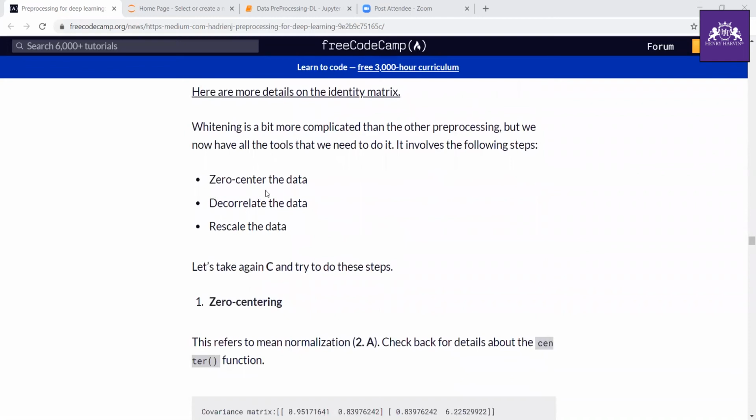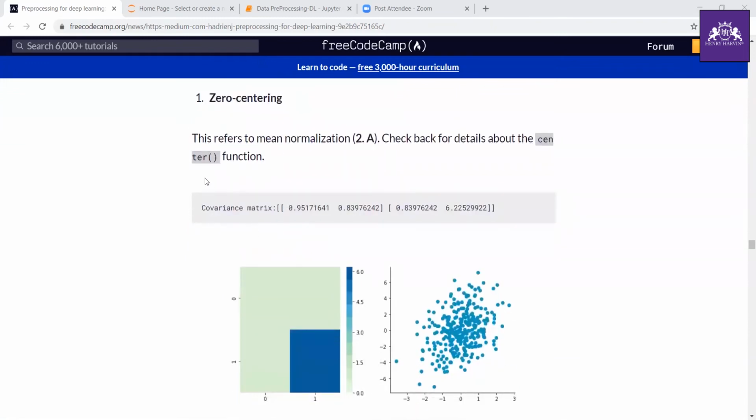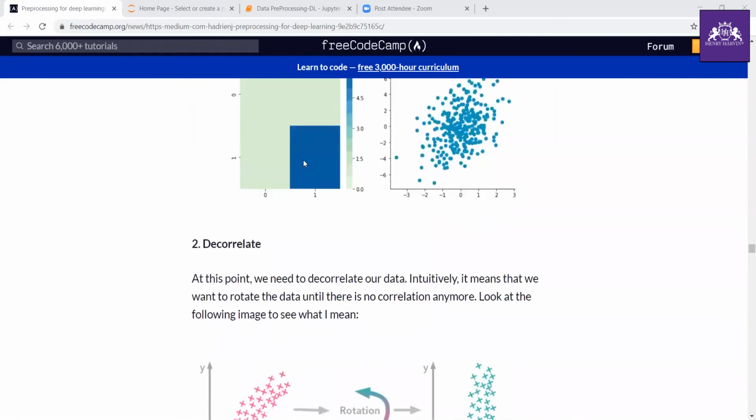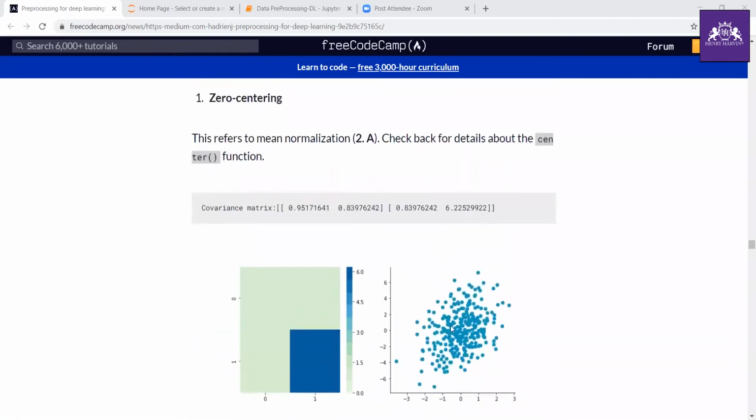So let us try to understand this. Whitening is a bit more complicated than the other pre-processing, but we now have all the tools to do that, right? So we will zero center the data, we will decorrelate the data, we will rescale the data. So what is this zero centering? This refers to mean normalization, right? That is what we have seen, x minus mu. So this is about that case, right?